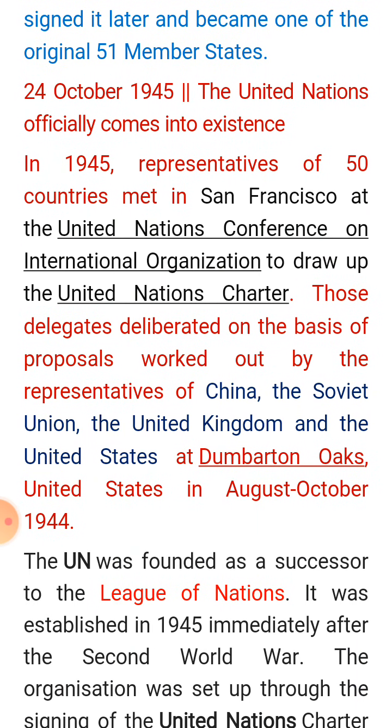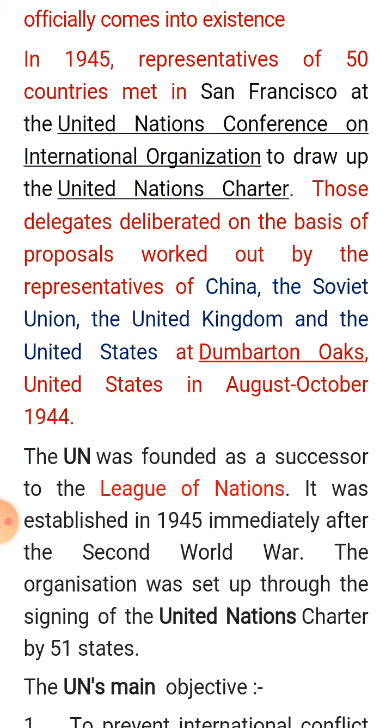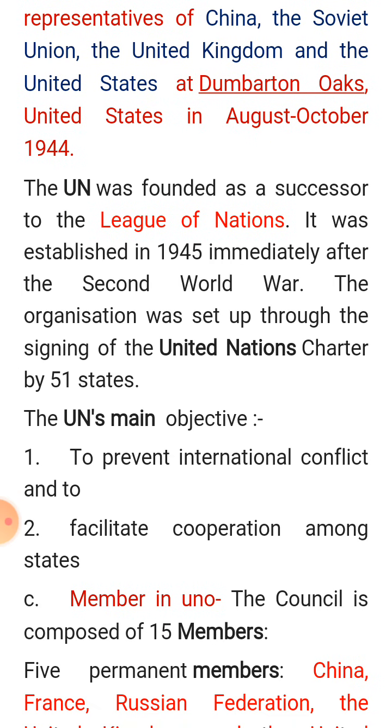In 1945, representatives of 50 countries met, where did they meet? In San Francisco at the United Nations Conference on International Organization, and they drew up the United Nations Charter. The delegates deliberated on the basis of proposals worked out by the representatives of China, the Soviet Union, the United Kingdom, and the United States. Right?